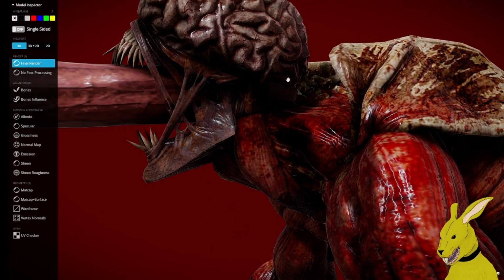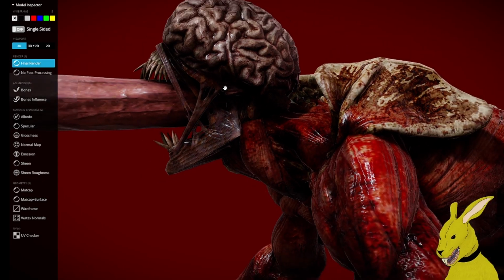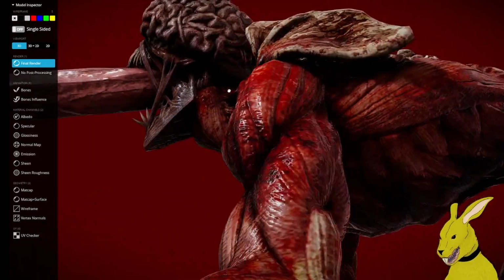Now, how it detects sound, I'm not sure. It doesn't have ears. It doesn't look like it has ears anyway.